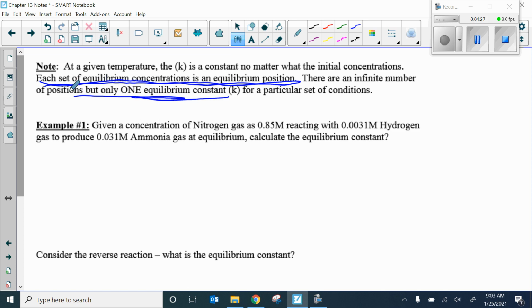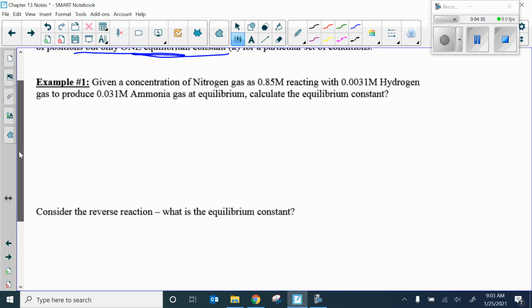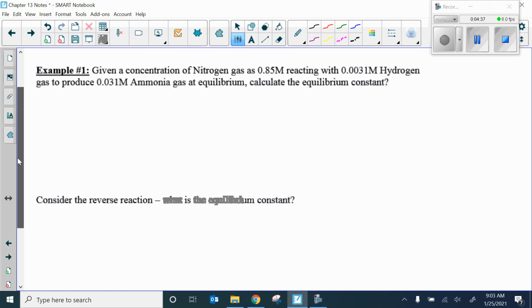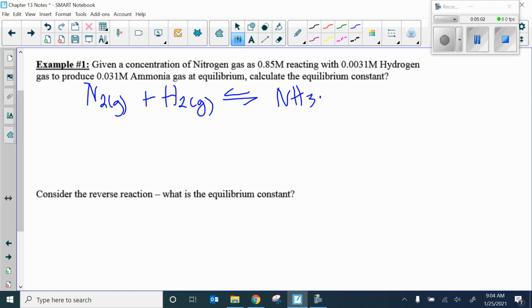It says, given a concentration of nitrogen gas at that molarity reacting with hydrogen gas to produce ammonia gas at equilibrium, calculate the equilibrium constant. As before, when it sounds like I can write an equation, I should write an equation. It says reacting with. I know that nitrogen is diatomic, so that's going to be N2. And I know that hydrogen is also diatomic, so that's going to be H2. And it says at equilibrium, so I have my forward and backward arrows. Ammonia is NH3, and it also tells us that that is a gas.